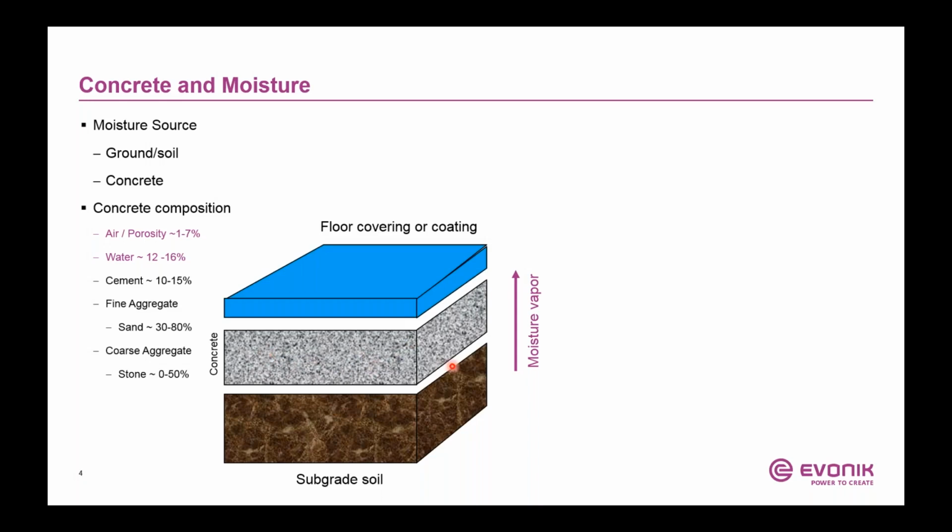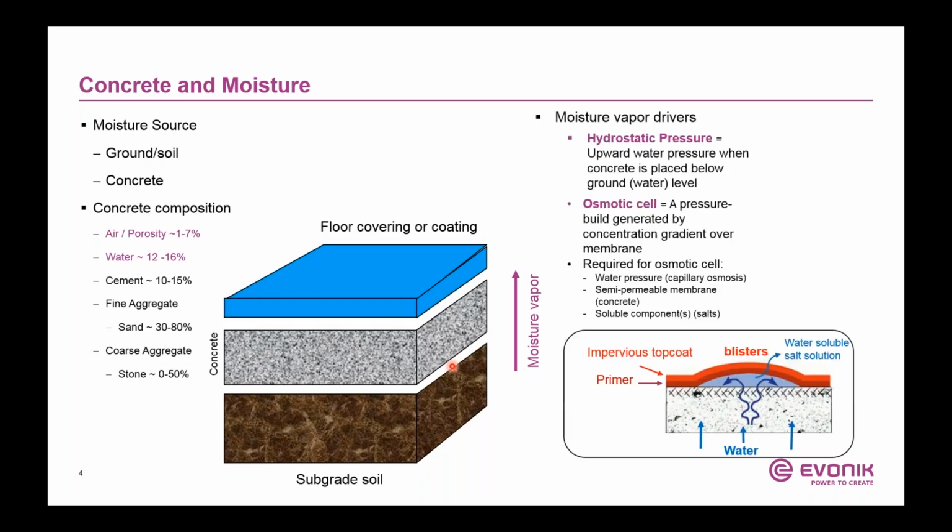So the next question is, what makes moisture vapor come up to the surface? What are the drivers that get the moisture vapor from the ground up to the surface? One of the drivers is hydrostatic pressure.